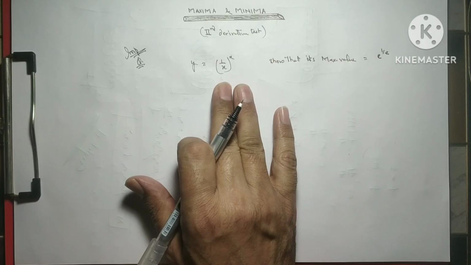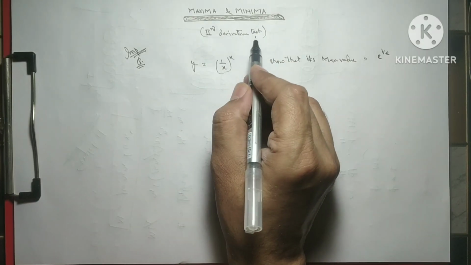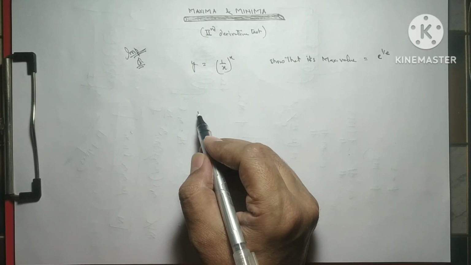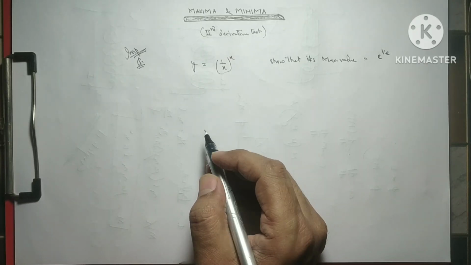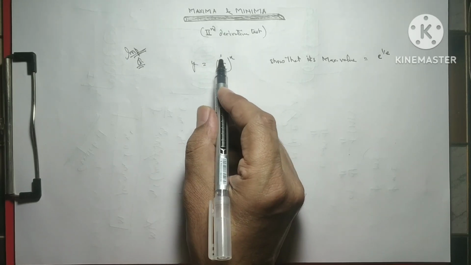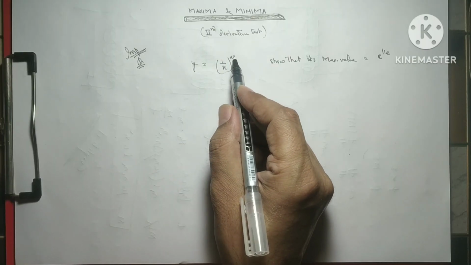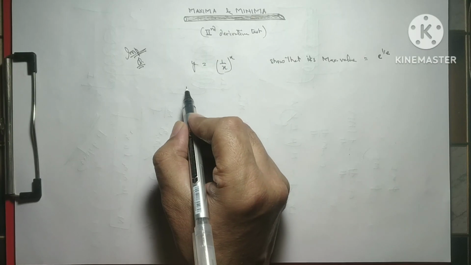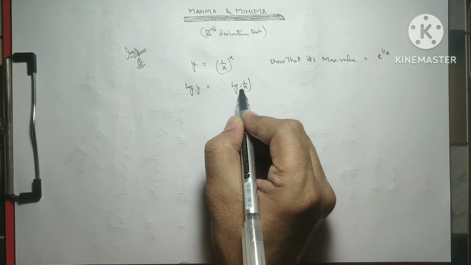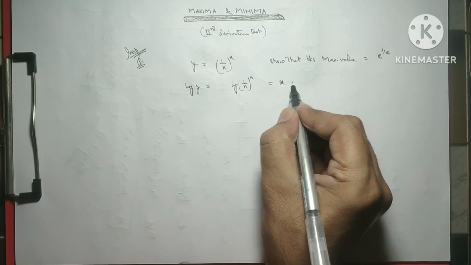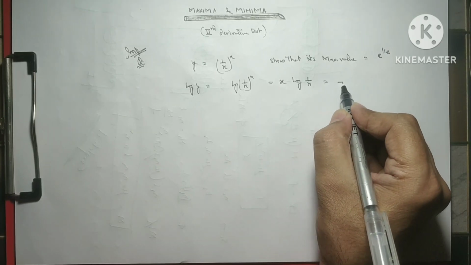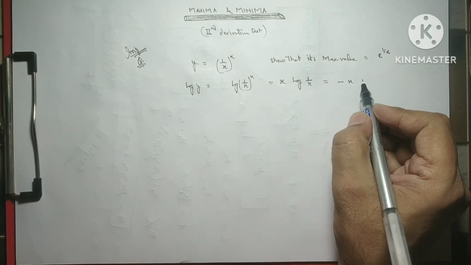Now we have this function. According to the second derivative test, first we will get dy over dx, then we put dy over dx equals 0, then go for the second derivative and then test. For differentiating this function, since it is a variable power variable, we will use the log method. So it will be log y equals log of 1 over x to the power x, that becomes x log 1 over x, or you can say minus x log x.